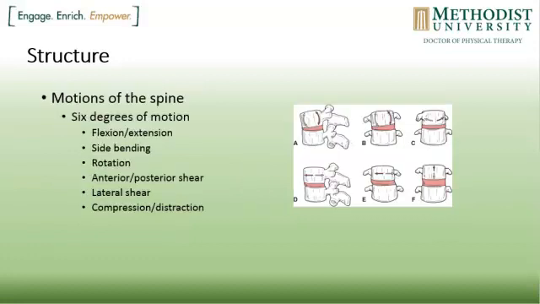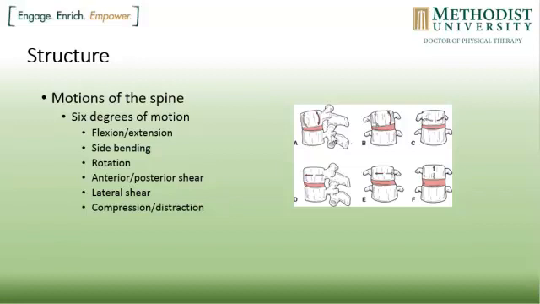Now we need to define motions of the spine. And when we're defining these, I want you to think of what's going on at each spinal level. So with flexion and extension, which is listed here in A, when you flex the spine, you will be compressing the anterior part of the disc and you will be relieving some pressure on the posterior part of the disc. Additionally, the intervertebral foramen will have increased space there.